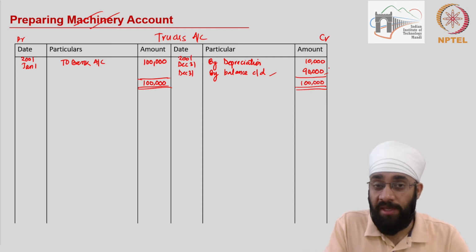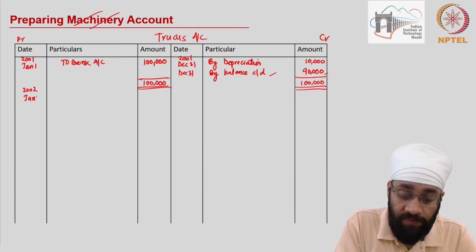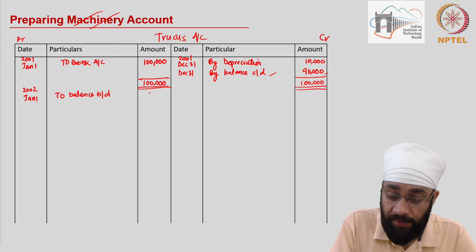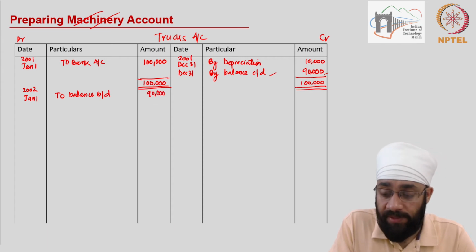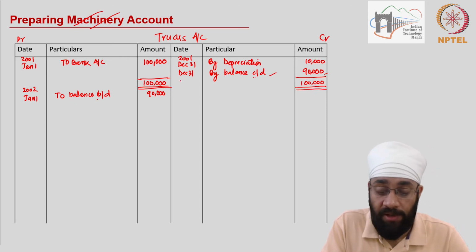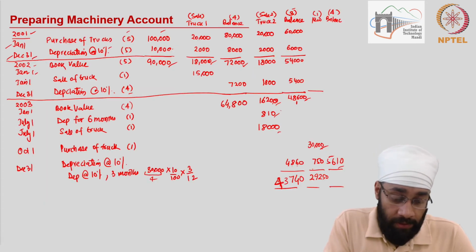Now we are going to carry this balance forward. We are going to bring this balance forward in the year 2002. On January 1st, we will write to balance brought down. So we are bringing this balance down, 90,000. Again, this C/D, B/D, these are conventional terms. They mean carried down and brought down. So the new, updated balance, the latest book value of the trucks, is 90,000, and these are 5 trucks.